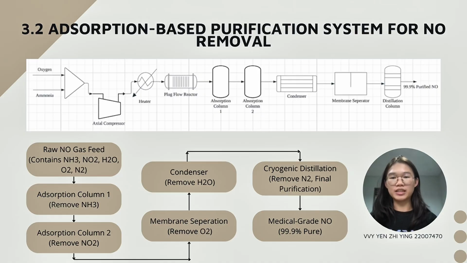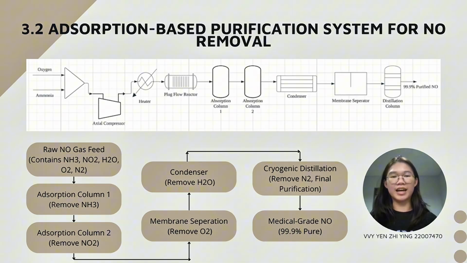Next, the gas mixture is cooled in a condenser to remove water vapor by bringing it below its dew point. This prevents moisture from interfering with later steps. We then remove excess oxygen using gas permeation membranes. These membranes allow O2 to pass through faster than NO, leaving behind a purified NO stream. For the final purification, the gas is cooled to cryogenic temperatures, -152 degrees Celsius, to separate NO from nitrogen and trace gases based on their boiling points.